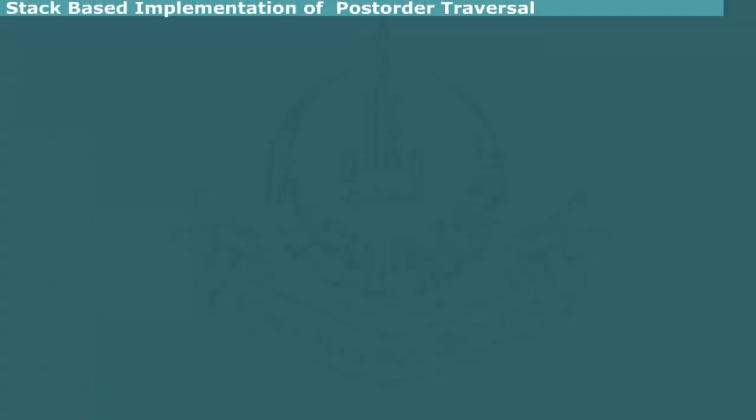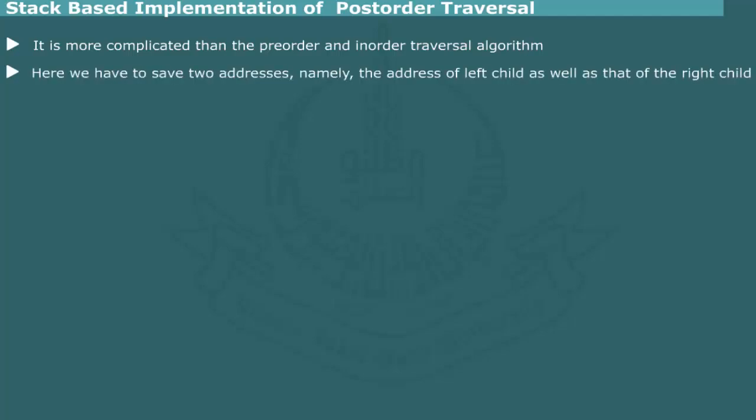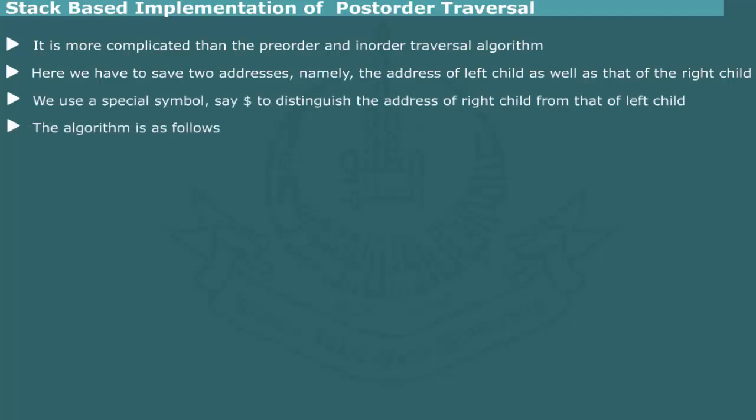Stack-based implementation of post-order traversal. The iterative procedure for post-order traversal is more complicated than the pre-order and in-order procedure presented earlier. Here, we have to save addresses of a node and its associated child. After popping a node, the right child are handled differently. In order to make a distinction between left and right child, we use some special symbols, say $, which is saved with the address of the right child.